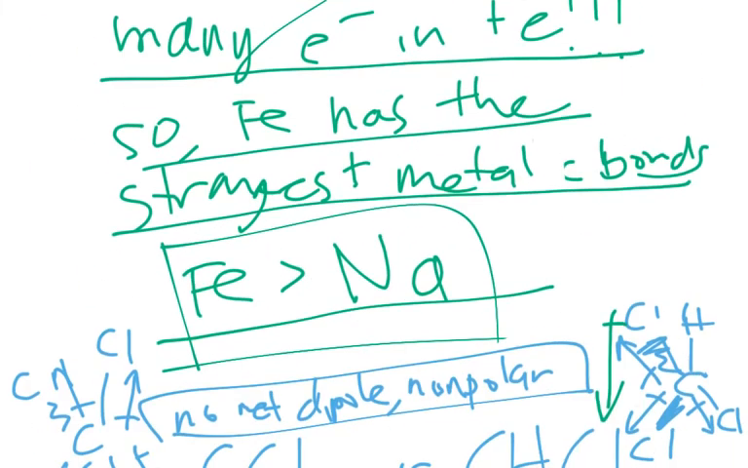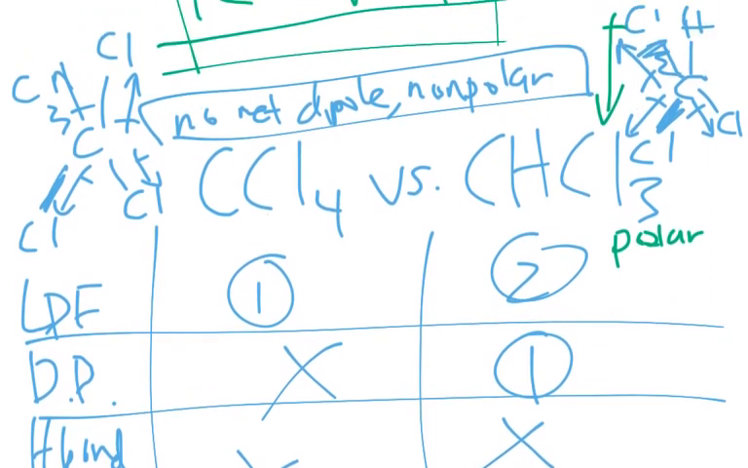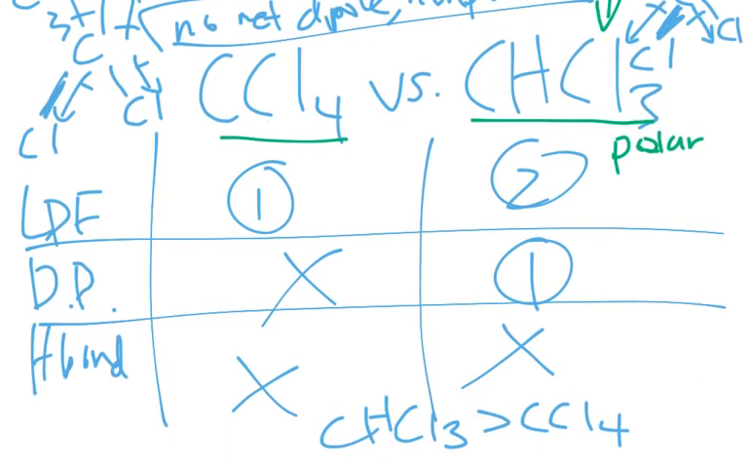So let's now do one last question. We have to compare CCl4 and CHCl3. Which one has a higher melting point? Well, we have to compare the 3 types of forces that these molecular substances have. So both of these will have LDF, but one of these will have dipole-dipole.